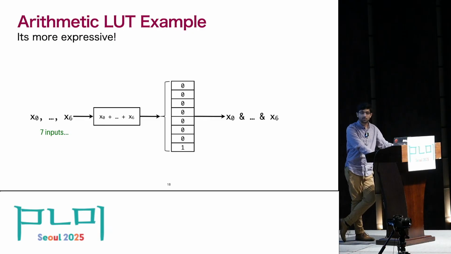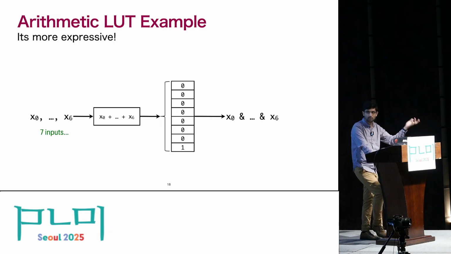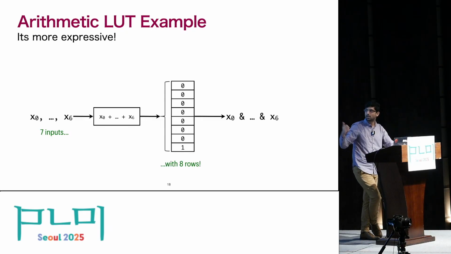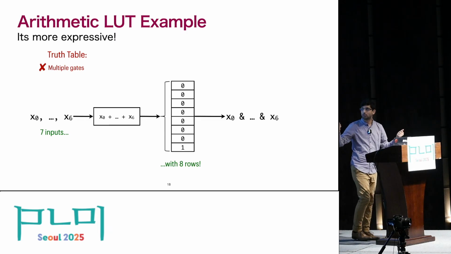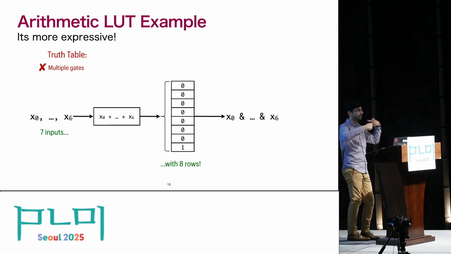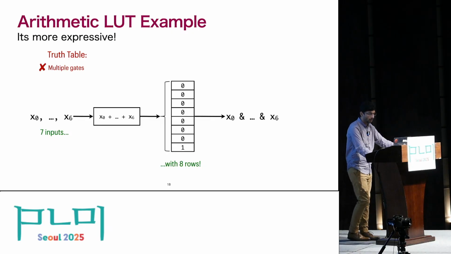Okay, and so what we've done here is take 7 inputs, or a 7-input gate, and we've represented this with a single lookup table that only has 8 rows. So if you think back to what our truth table abstraction would have required us to do, with 8 rows, we would need multiple AND gates, right? With 8 rows, we can represent a truth table that has 3 inputs, and so if I want to AND together 7 values, I need 3 different AND gates.